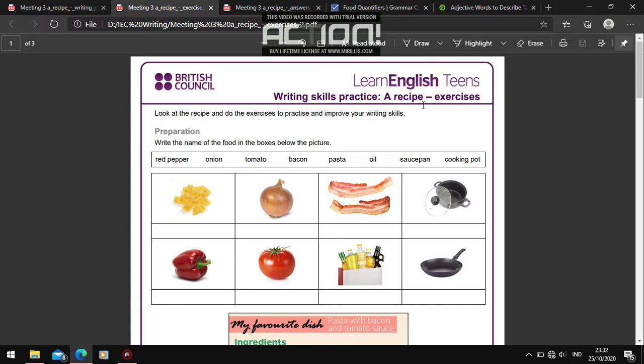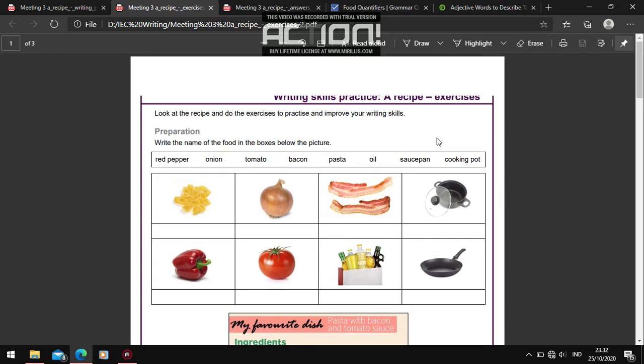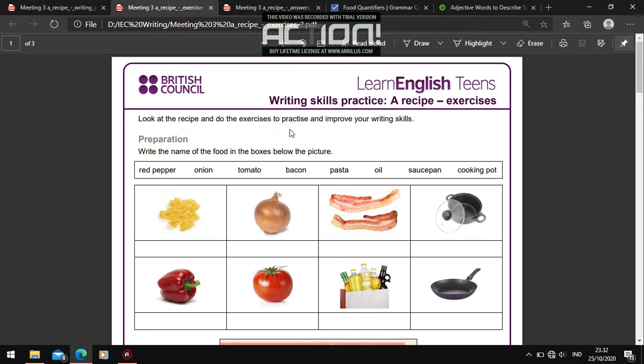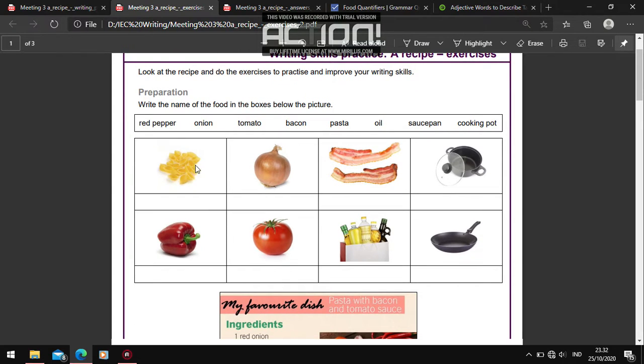Okay, so today the topic for our writing will be about receipt. Here, writing skill practice: a receipt. This is the exercise. Before that, there is some food here, and we need to make sure of the names of the food. So let's check it first. Can you guess what this one is? And then this one, this, and this.